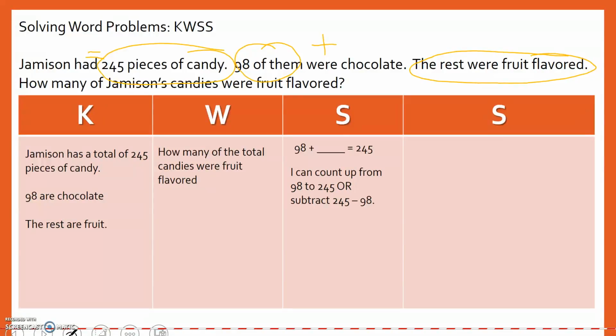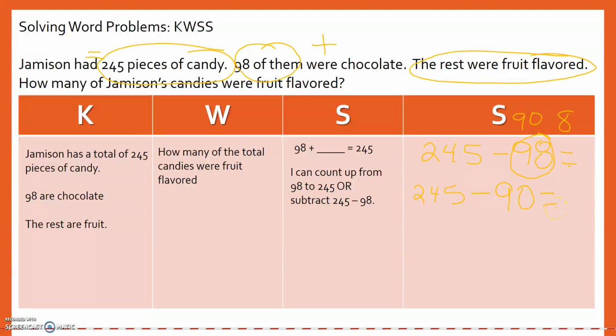So finally, I need to solve my problem. So I'm going to subtract. I'm going to say 245 minus 98. And I'm going to use a place value strategy. So I have 245. Oh, I need to break apart my 98 into 90 and 8. So 245 minus 90. I want you to pause the video and solve.